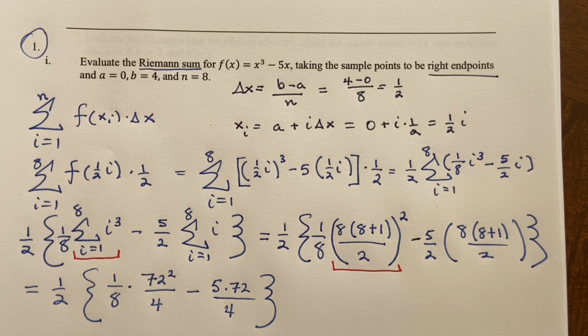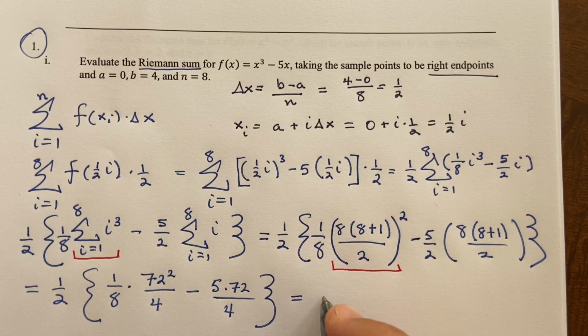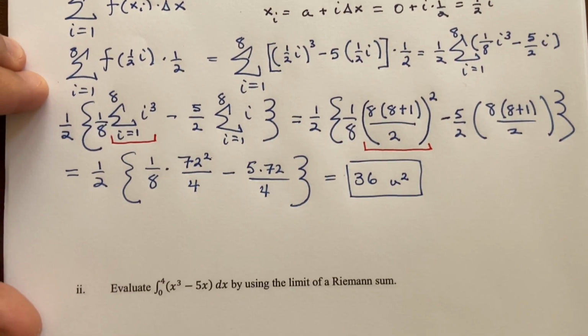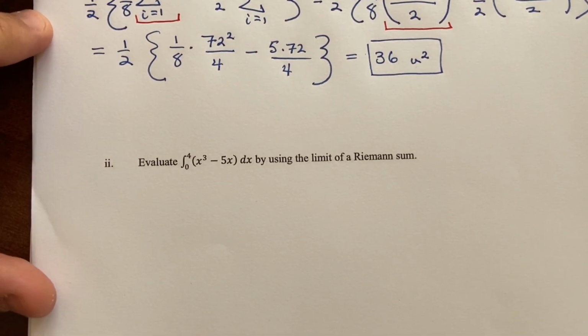Okay, so if I did that right, let's see, I got 36. Cool. So here's my estimate, 36, and that would be some square units for area. So let's go ahead and see what the exact area is, right?